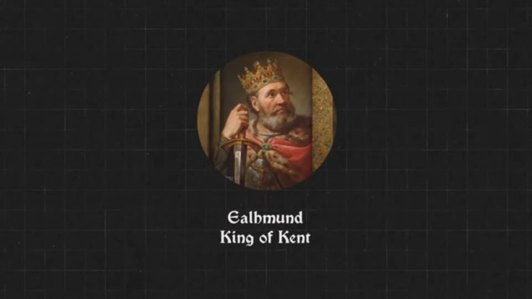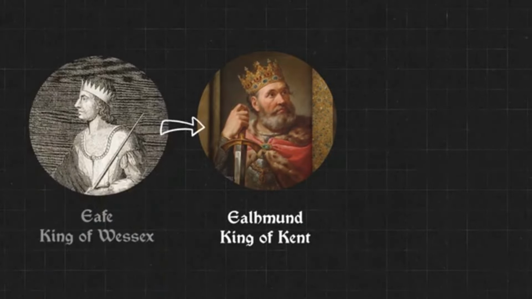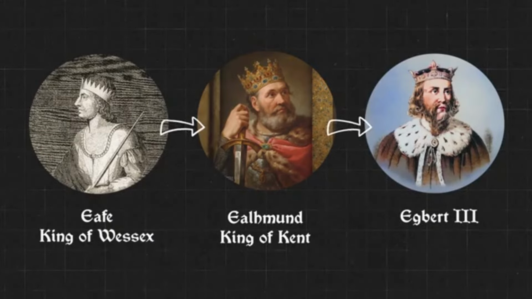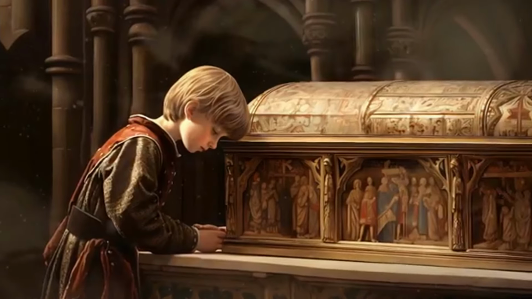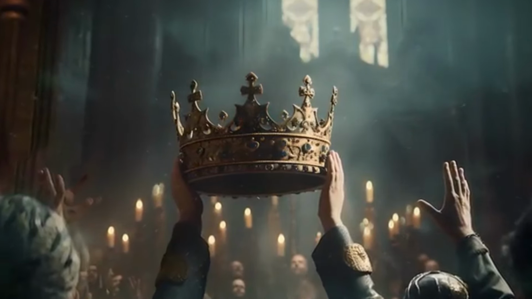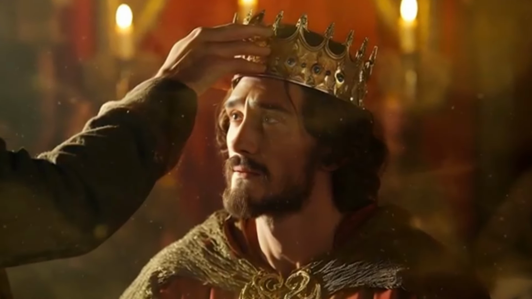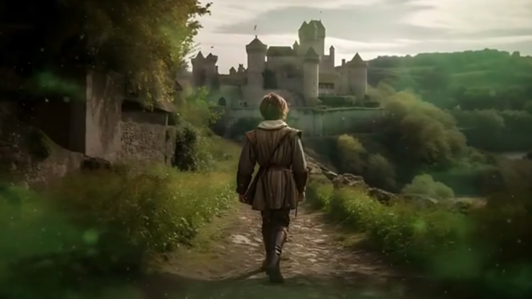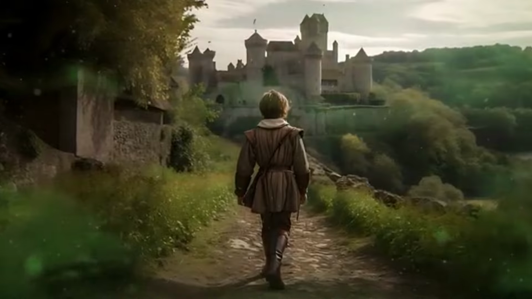Born to Ealhmund, King of Kent, and grandson of Aoife, King of Wessex, the young Prince Egbert had strong claims to both territories. His father died when Egbert was 10, and a bloody scramble for the crown ensued. It eventually came to rest on the head of Beorhtric of Mercia. A young Egbert challenged Beorhtric's rule and lost.